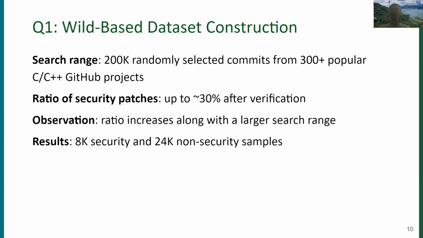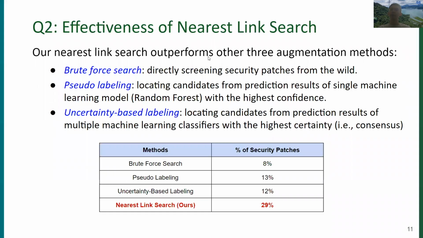After nearest link search, up to 30% of the candidates are security patches at the verification. The ratio will increase with the search range. Finally, the wild-based dataset contains 8,000 security patches and 24,000 non-security patches.